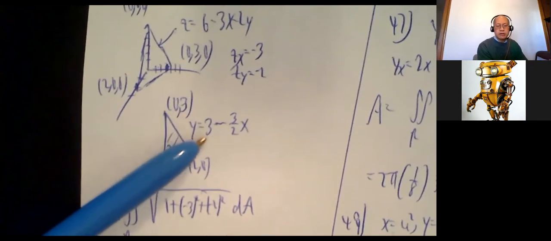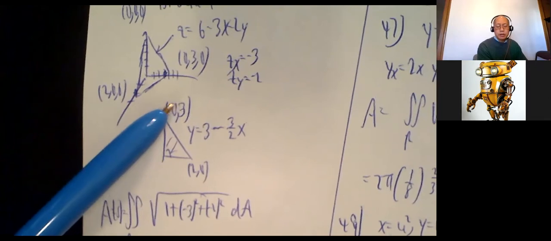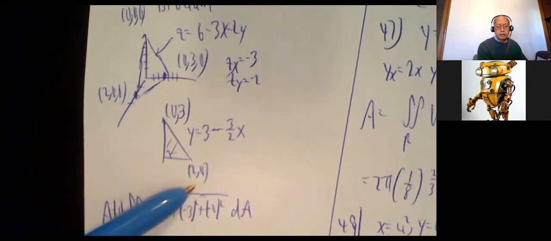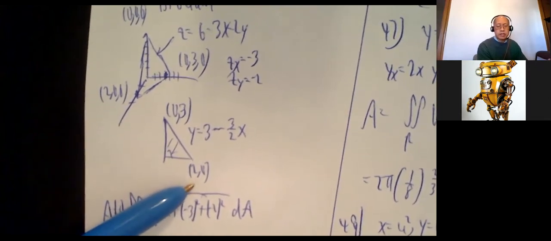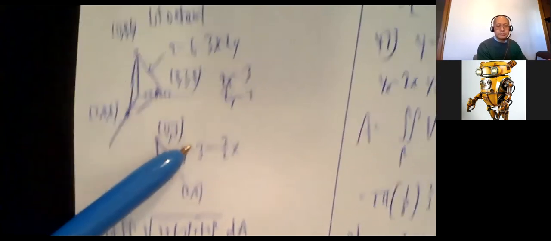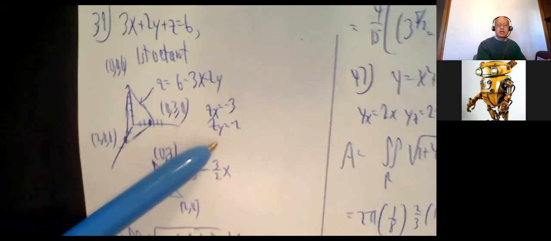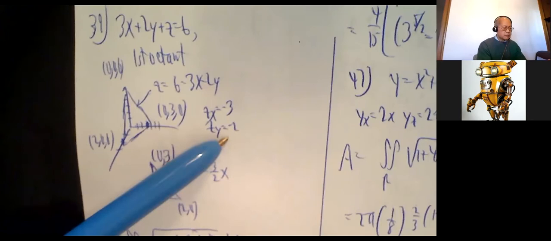If I need it, y equals 3 minus 3 halves x. How do I get that? Well, the slope is negative 3 halves: 3 minus 0 divided by 0 minus 2, right? Y2 minus y1 divided by x2 minus x1. Negative 3 halves. And the y-intercept is 3. Turns out I actually don't need it. I do need z sub x, negative 3. Z sub y, negative 2.